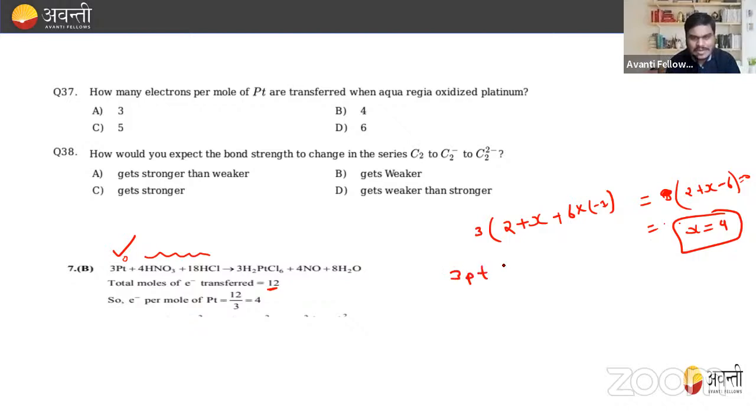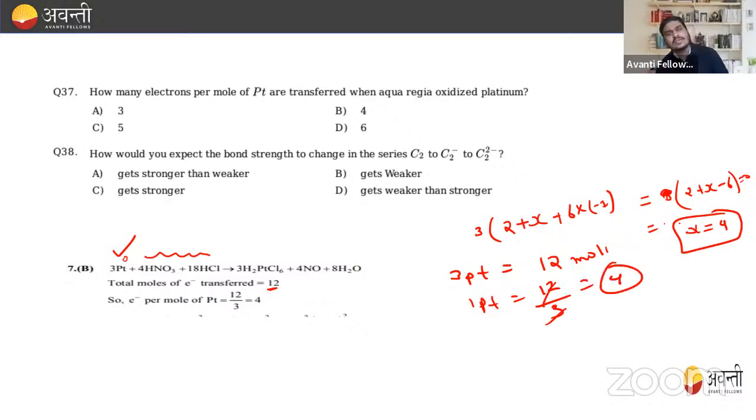So 3 moles of platinum produce 12 moles of electrons. So 1 mole of platinum will produce 12 upon 3, that is 4, right? So 4 electrons per mole of platinum are transferred when aqua regia oxidizes platinum. I hope this is a very simple question. If you know the reaction, then you can solve this question. This is totally based upon the number of electrons transferred. Okay, now let's move to the next question, question number 38.